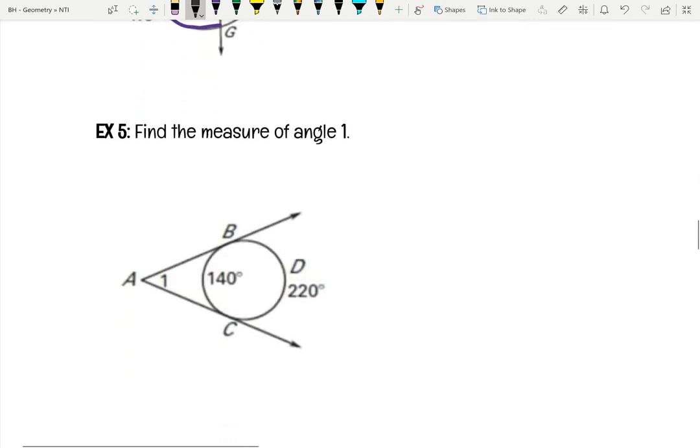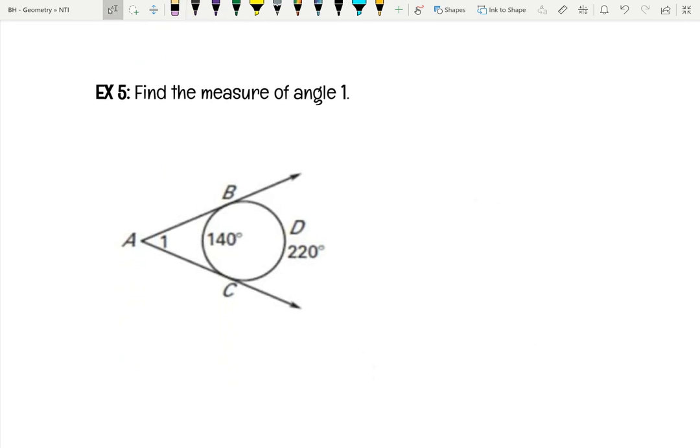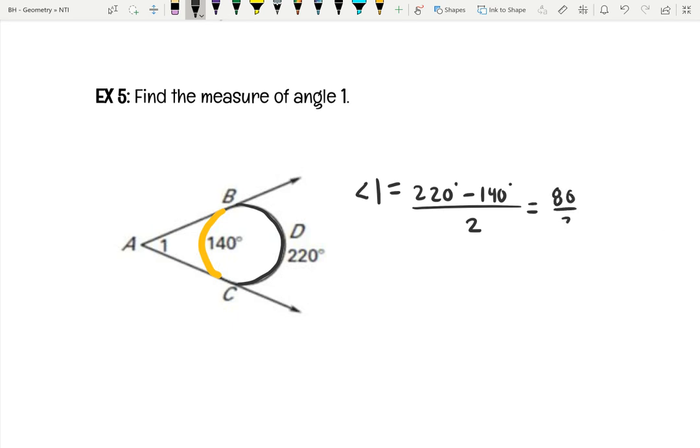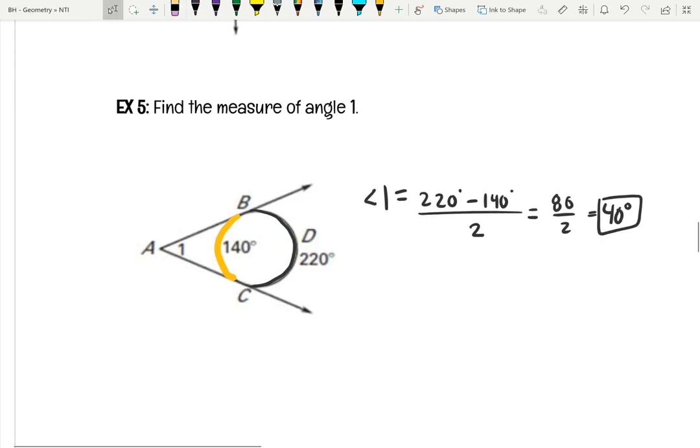All right, example 5. Same idea. You're going to take this larger one minus this inside one, if you will. So angle 1 will be equal to 220 minus the 140. Divide that by 2. So 220 minus 140 divided by 2, you should get 40. You should get 80 divided by 2, so you've got 40 degrees. And that is all for circumscribed angles.